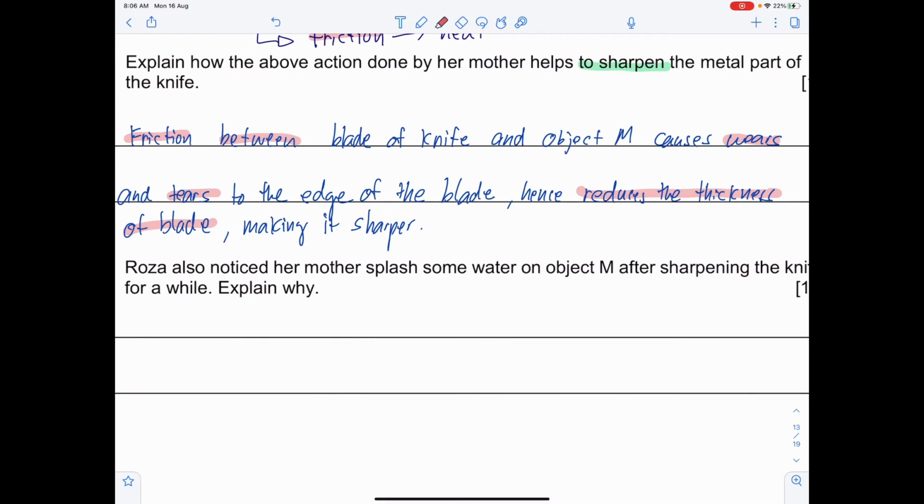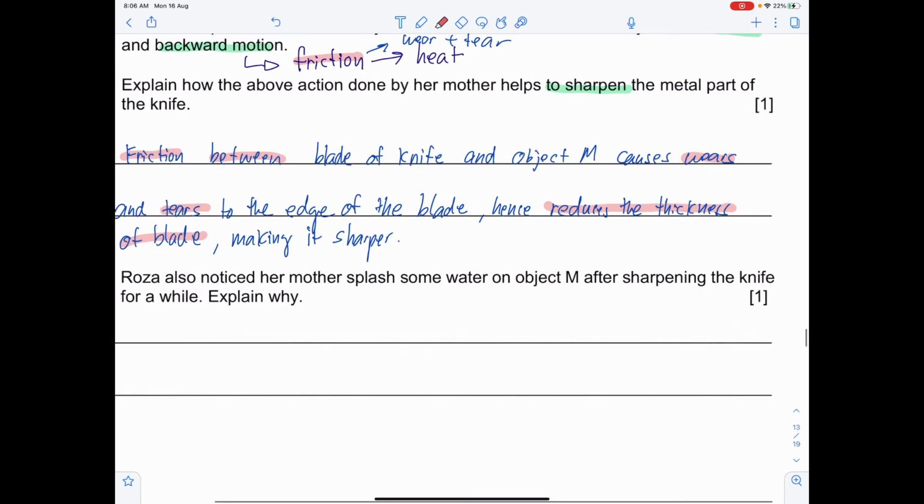Next, Rosa also noticed her mother splashed some water on object M after sharpening the knife for a while. Explain why. So in this question, most students got the idea. However, what they don't get is the exact phrasing. And the phrasing of this is really not that difficult. Okay? Now, there are two possible answers to this. I want to explain both because I find that both are logical, depending on how you feel it.